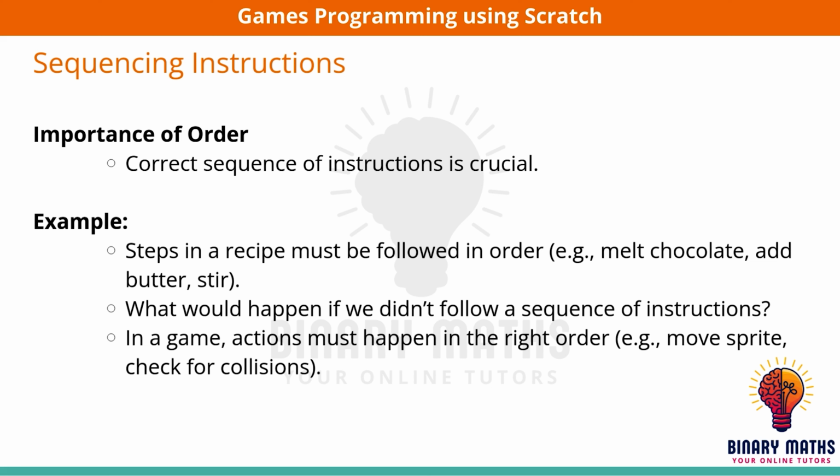For instance, if you check for collisions before moving the sprite, the game might not detect the collisions correctly. Another example is a cooking recipe. If you bake a cake before mixing the ingredients, it won't turn out right. Sequencing ensures that your code runs smoothly and as intended.